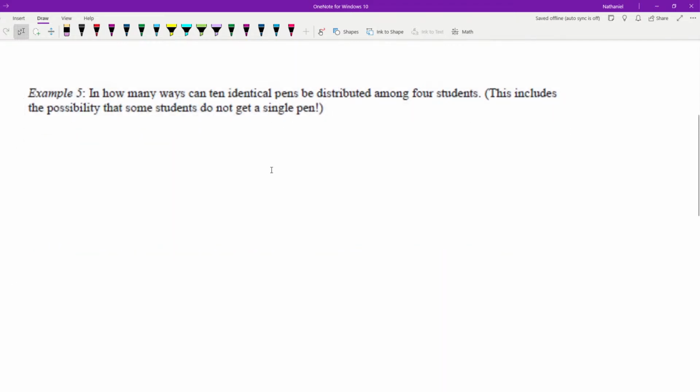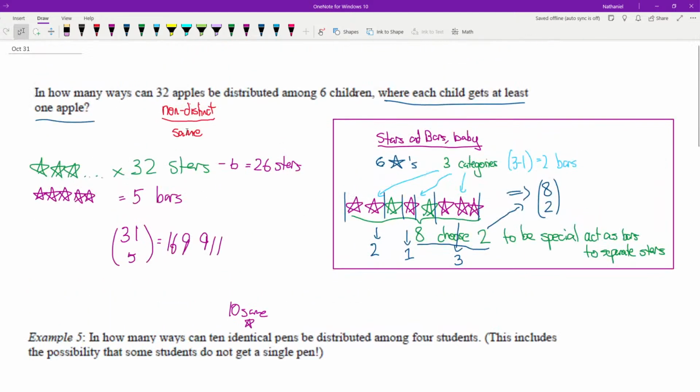How many ways can 10 identical pens be distributed among 4 students? Well, now we have the same sort of thing. Identical, that's sort of the same, right? 10 of the same among 4 students, 10 of the same distributed? That's the same sort of problem here, right? Apples distributed. So this language is consistent, right?